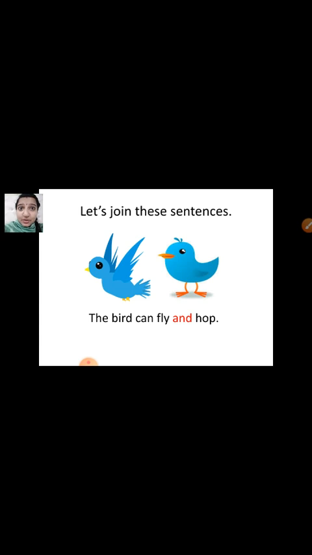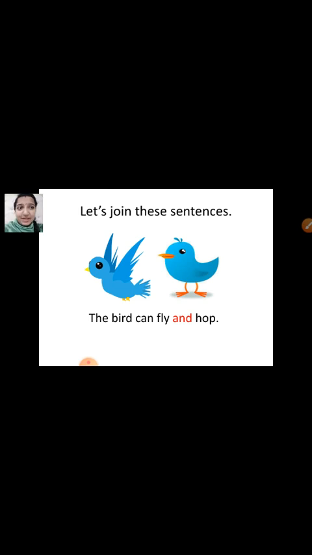Here "and" is used. Do you remember? The word "and" comes under conjunction. Call it joining words also. And, but, or. Remember, you have done this in your previous chapter? Why are we using "and"? We are using "and" to connect the words that tell you more. It has similar ideas. That's why we are using "and" over here to make one sentence. The bird can fly and hop.